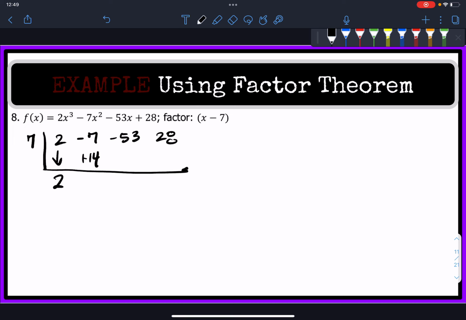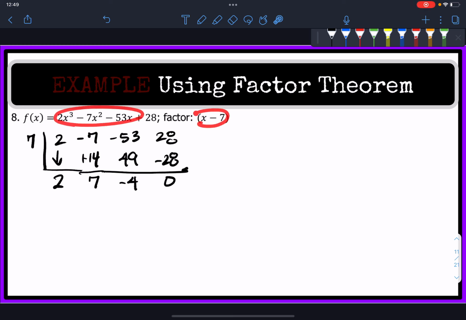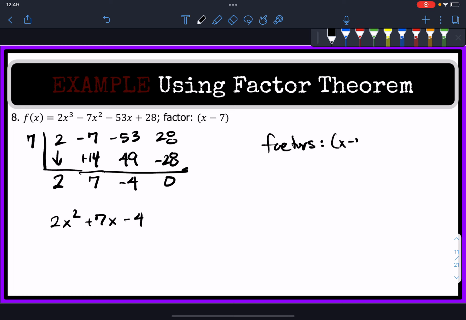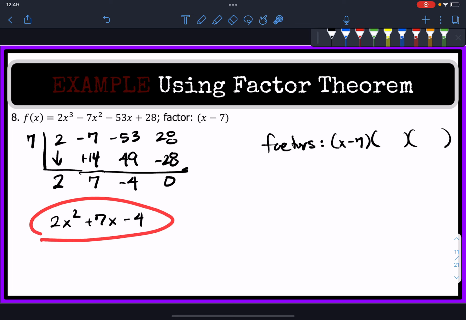Excuse me, right here, that should be positive 14, so this is 7 and 49. This is negative 4, negative 28, and 0. So by dividing our polynomial by x minus 7, we now have a quadratic factor. So this is 2x squared plus 7x minus 14, and this is how we find the other two factors. We know one of the three factors is x minus 7, and we'll get the other two by factoring this out.